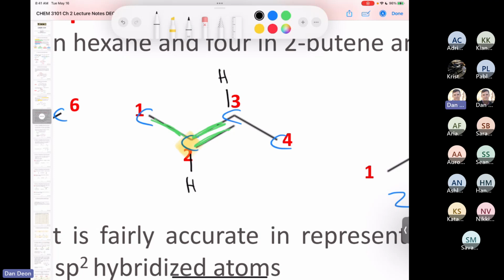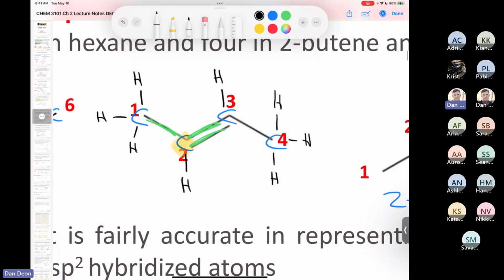What about the carbons 1 and 4? How many hydrogens do they have attached to them? Exactly. There's 3, right? Because they each have 1 bond. So it's implied that there's 1, 2, 3 hydrogens here, and 1, 2, 3 hydrogens here. Let's move on to the next one.